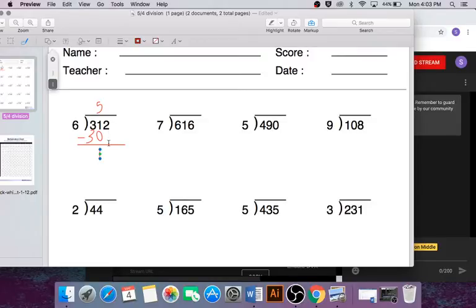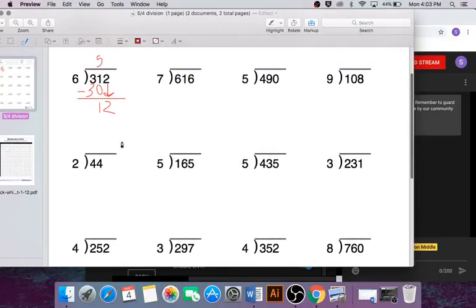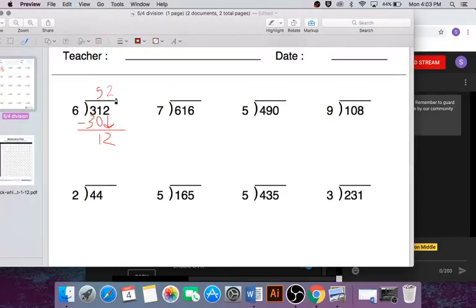And we bring down our 2. I'm going to try and make an arrow. Okay. So we bring down our 2, and that gives us 12. So our new number that we have to solve for is 12. How many times can 6 go into 12 without going over? We go back over here to our 6 times table and we see that 6 goes into 12 2 times. So when we go back up here, we put our 2 up here, and 2 times 6 is 12.